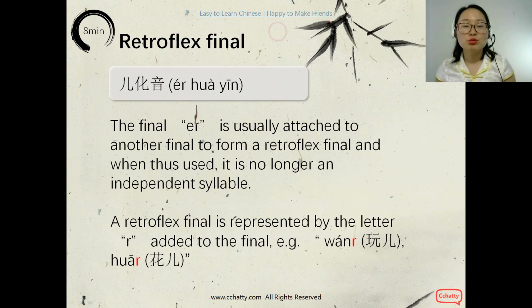And now about the retroflex final. The final er is usually attached to another final to form a retroflex final. When it's used, it is no longer an independent syllable. A retroflex final is represented by the letter r, and it will be added to the final, like wan, hua. Actually, this retroflex final is always used in the northern parts of China, especially in Beijing. Beijing people use the retroflex final very often.